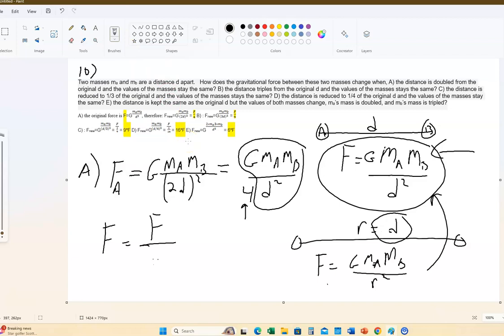For situation B, you see the distance triples. So now you put in the same thing. If this was B, let's cross that out and consider this B. This is now going to be a 3, and then instead of a 4 right here, this would be 3 squared, or a 9. And so it would be the original force divided by 9. And you see I have that right there. There it is.